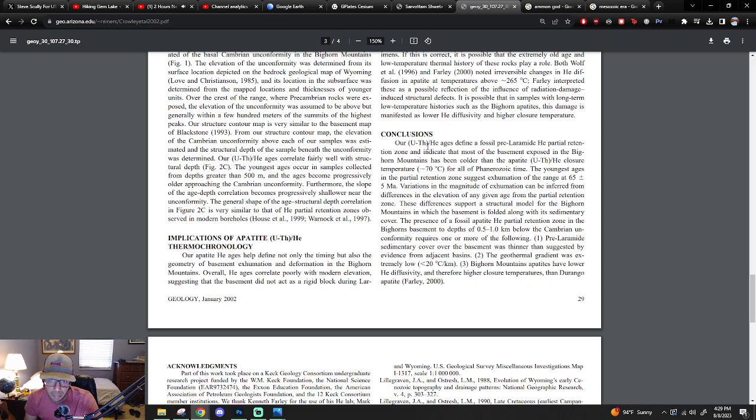Uranium, thorium, helium ages define a fossil pre-Laramide helium partial retention zone and indicate that most of the basement exposed in the Bighorn Mountains has been colder than the apatite closure temperature for all of the Phanerozoic time. The youngest ages in the partial retention zone suggest exhumation of the range around the KT boundary. Variations in the magnitude of exhumation can be inferred from differences in the elevation of any given age from the partial retention zone.